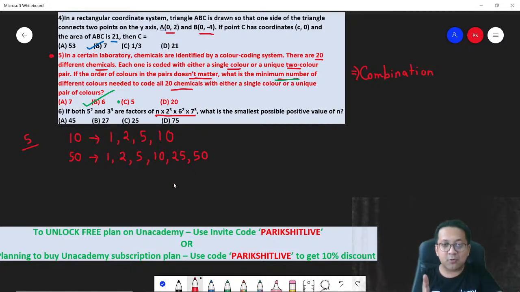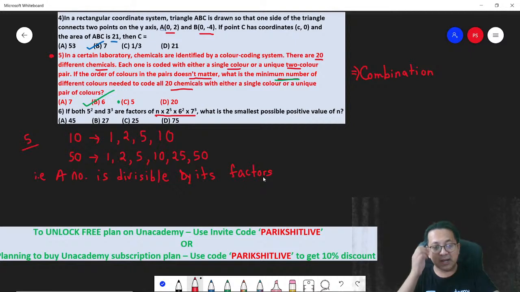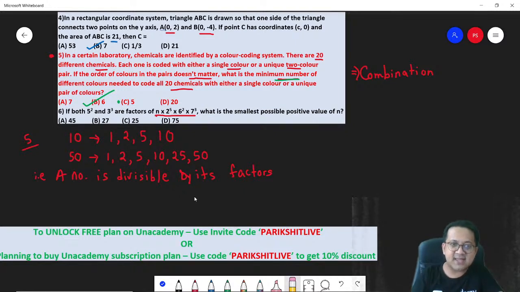Correct? So what do you need to recognize? A number is divisible by its factors. The factors of 10 are 1, 2, 5, 10, so 10 is obviously divisible by all its factors. Similarly, 50 is divisible by all these numbers, and all these numbers are the factors. So can I say a number is always divisible by its factors? That's the learning.